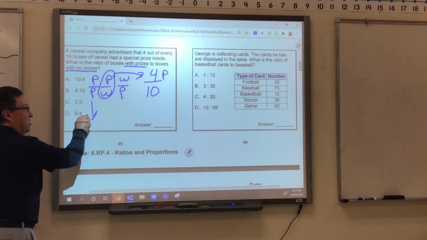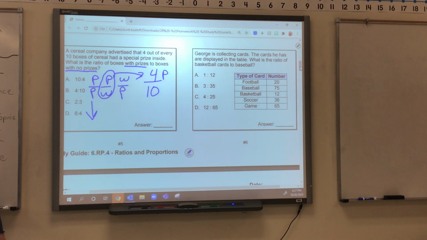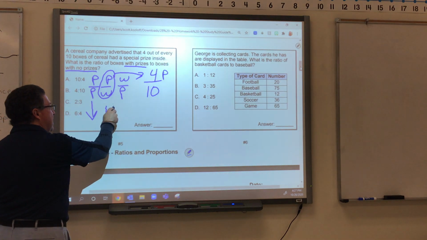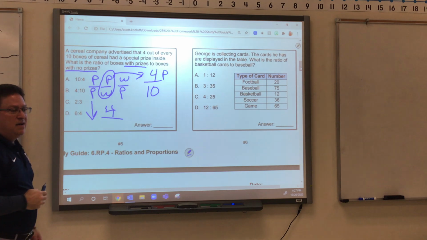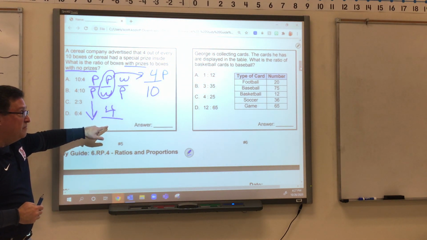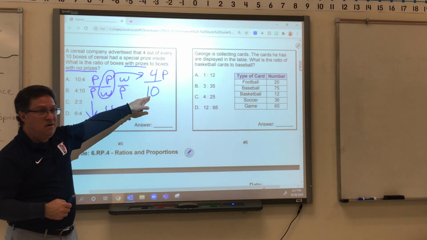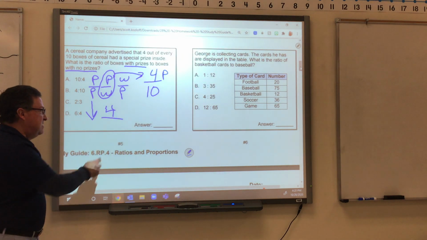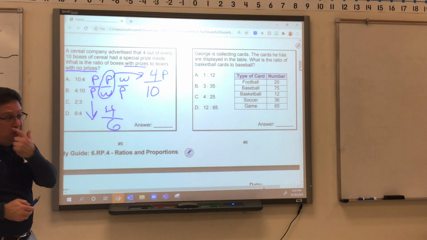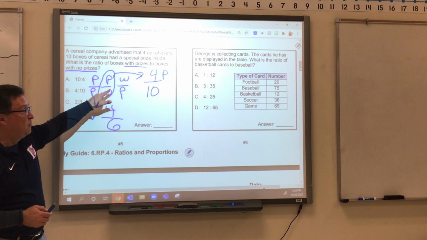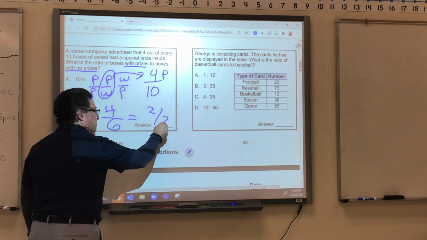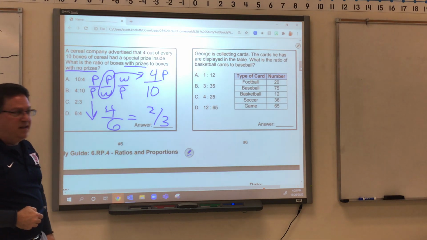That is a part-to-part ratio. So now I have to take the part that I know: how many boxes have prizes, how many don't? Well, if there's 10 total and 4 have prizes, that means 6 of them don't have prizes. You have to remember the 3 different kinds of ratios. Then you have to remember how to simplify, and then you get your correct answer.